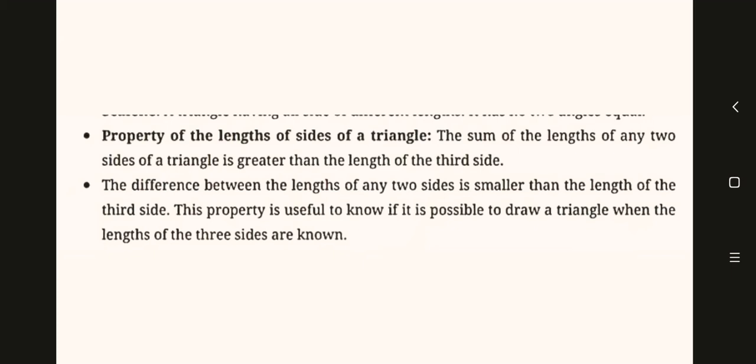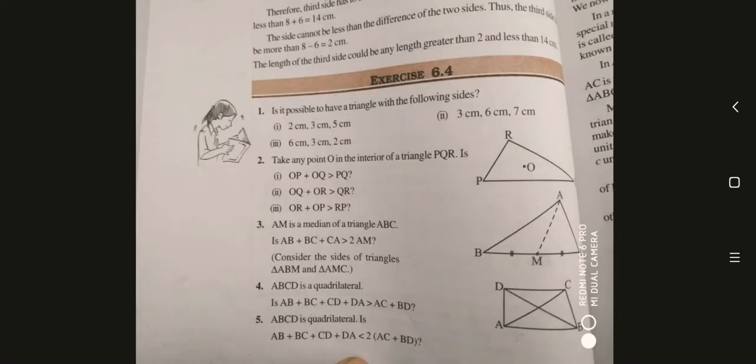Okay? So let's begin with exercise 6.4. So let's begin with the first question. It states, is it possible to have a triangle with the following sides? So you know the property. It states that the sum of the lengths of any two sides of a triangle is greater than the length of the third side, right? So you have to take the possible sides. For example, 2 and 3 first, add it, and then compare it with 5, then 3 and 5, and then compare it with 2, and then 2 and 5, and then compare it with 3.